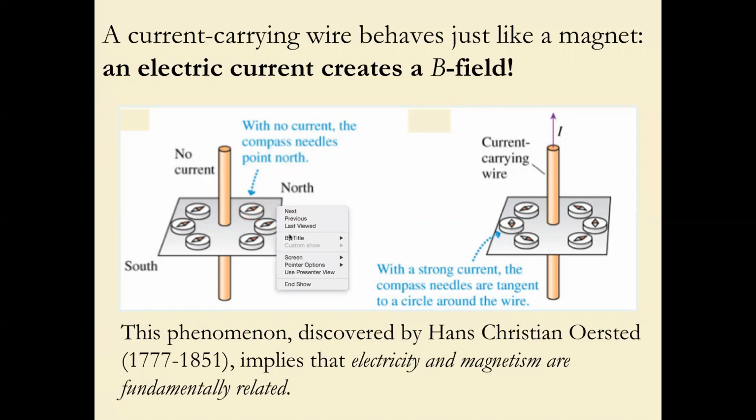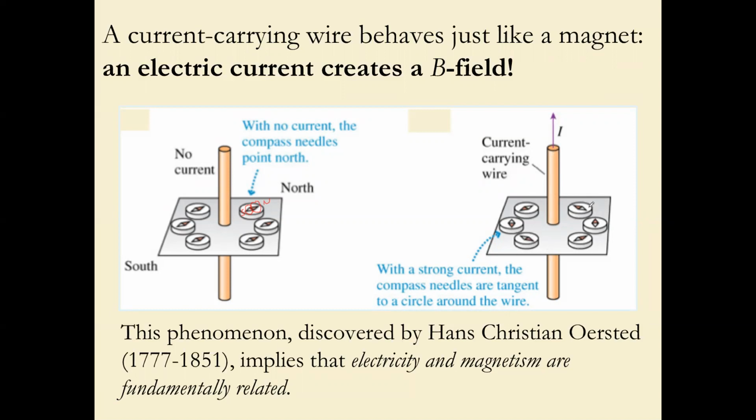This colored part of the needle shows north, and the white part shows south. This is north, this is south. As you can see here, it doesn't change in any of the compasses. However, on the right hand side, there is a current that goes through this rod, and you see that when you put a compass around the rod, the direction of the needle changes.